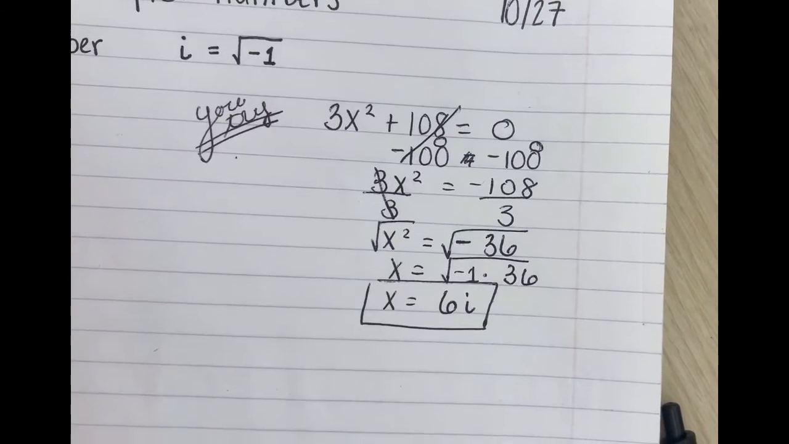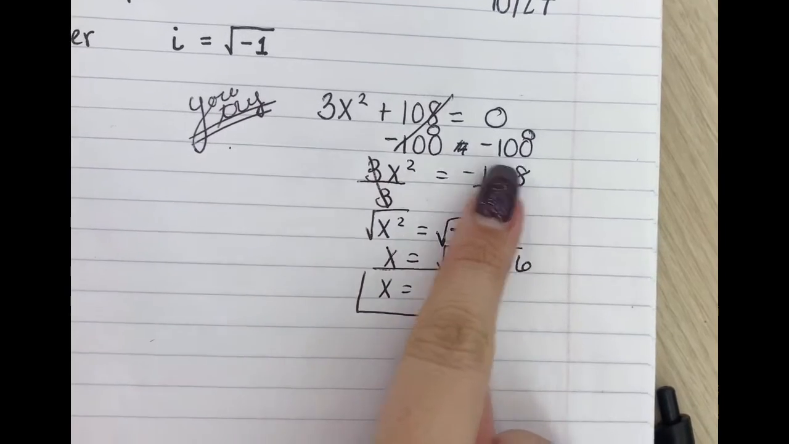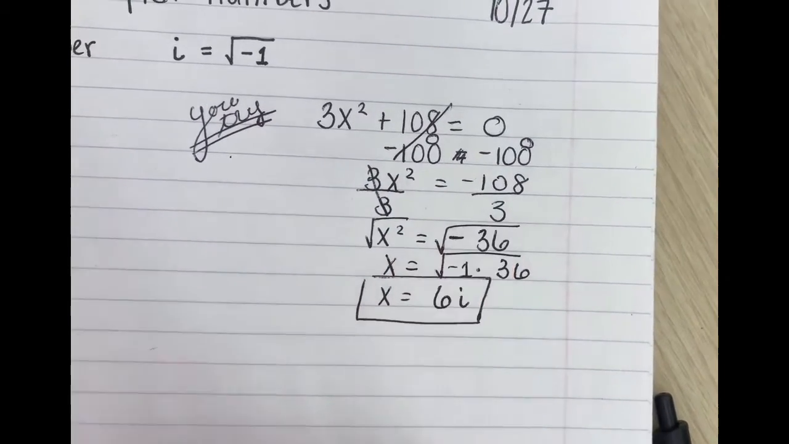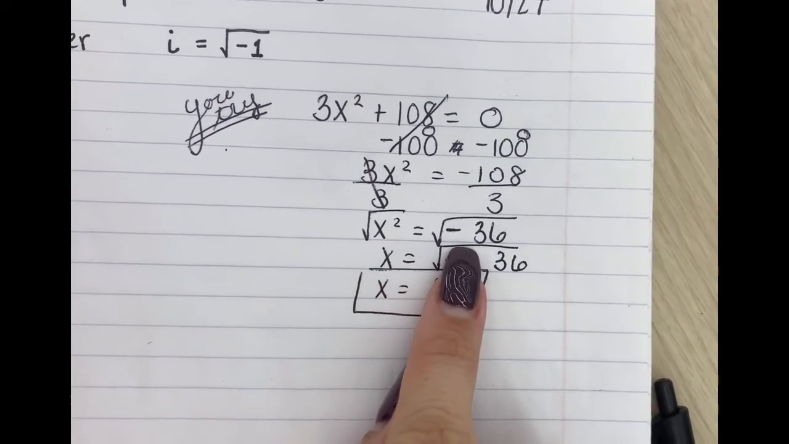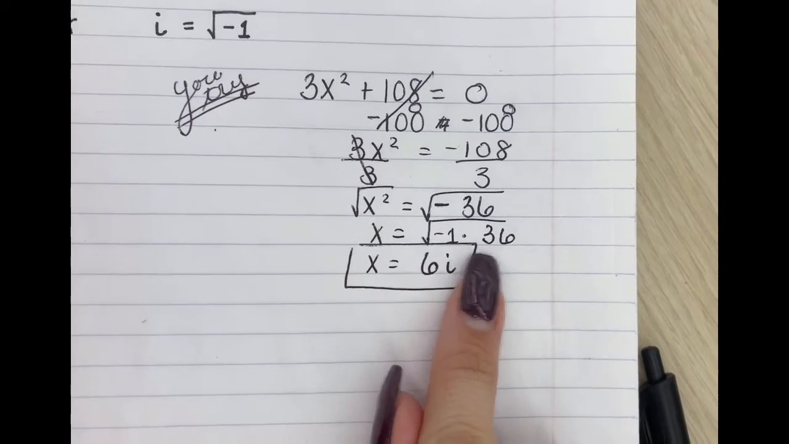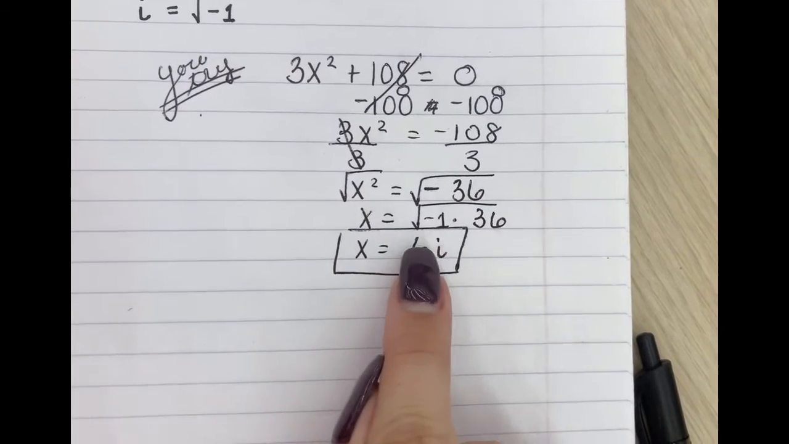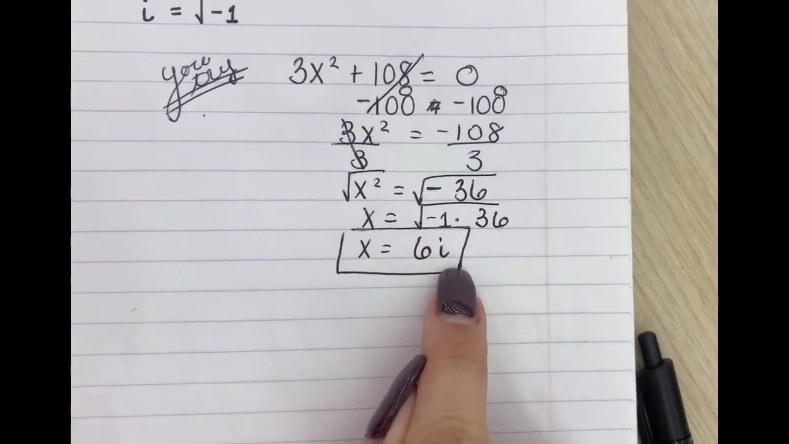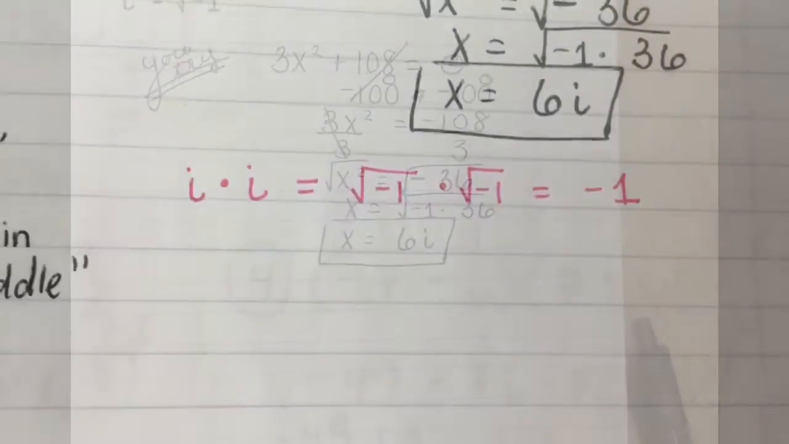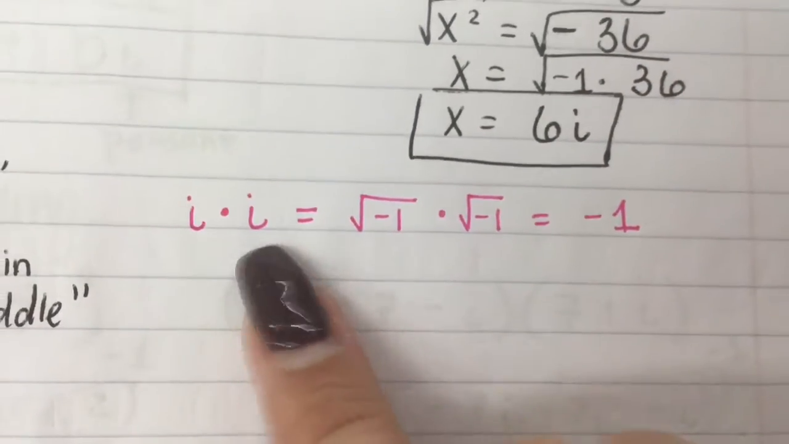So when I solve this, I subtract 108 from both sides, and then I divide by 3. I get the square root of negative 36. I split that up into the square root of 36, which is 6, and the square root of negative 1, which is i. Just for fun, let's multiply i times i.